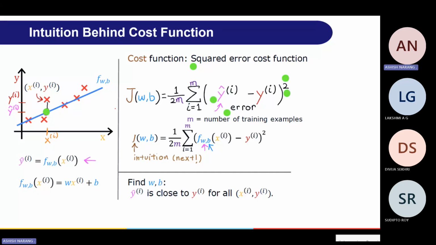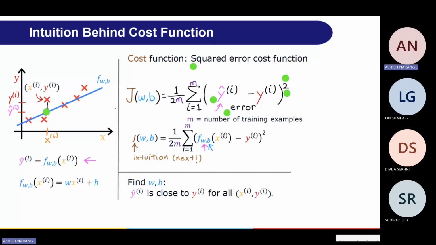Now, it is the same thing, right? But represented in a different way. So there's a cost function, there is a squared error cost function, right? You are predicting it, you are subtracting it from the actual value, right? And you are finding out those weights basically.